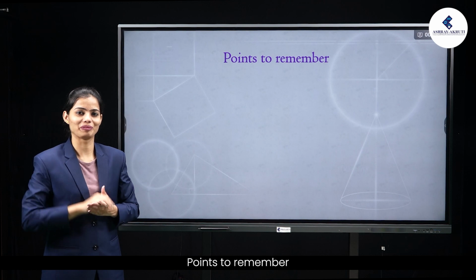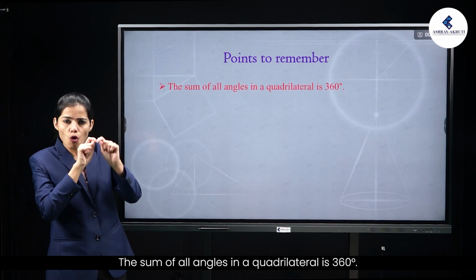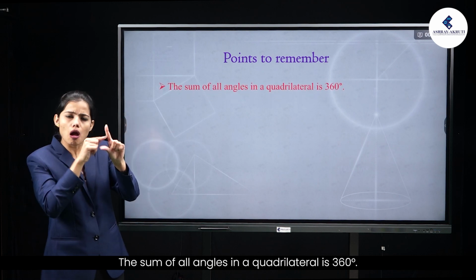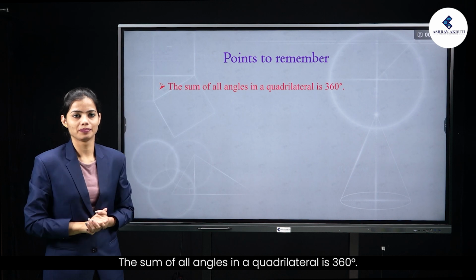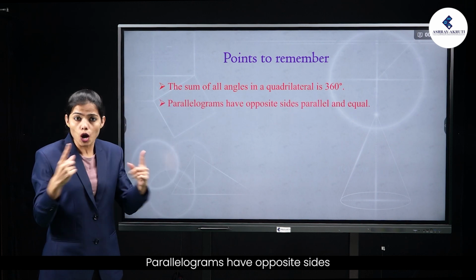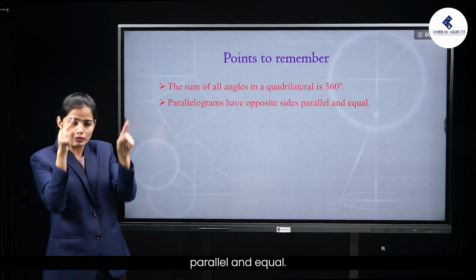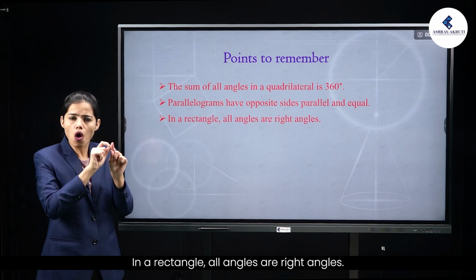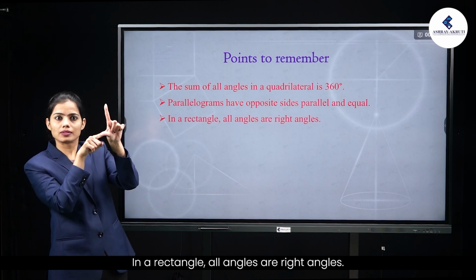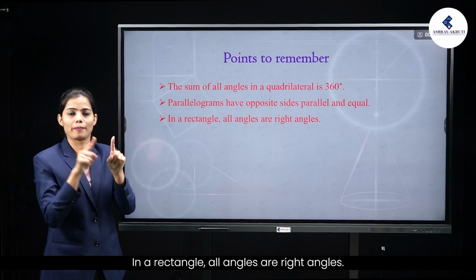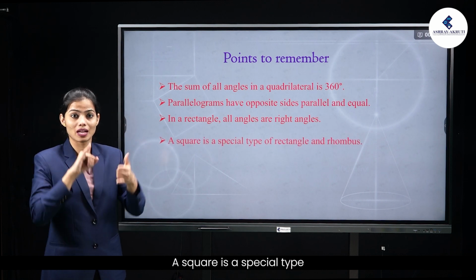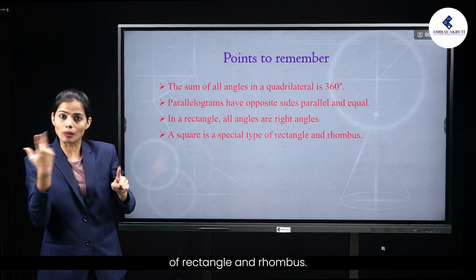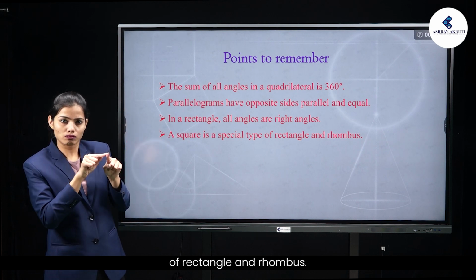Points to remember. The sum of all angles in a quadrilateral is 360 degrees. Parallelograms have opposite sides parallel and equal. In a rectangle, all angles are right angles. A square is a special type of rectangle and rhombus.